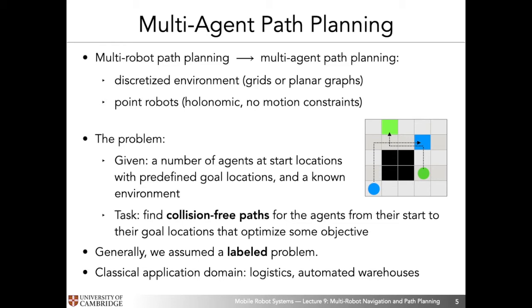So what these agents are trying to solve here is they're trying to find collision-free paths that lead them from their start positions to their goal locations, such that they're optimizing some higher-order optimization objective. Okay? And we'll talk a little bit more about this in just a second. So as you've inferred from this problem description, the multi-agent path planning problem is generally a labeled problem. So we have designated goal locations. And this applies really well to a lot of different problems that are relevant to date, such as logistics, as is seen in automated warehouses, for example.